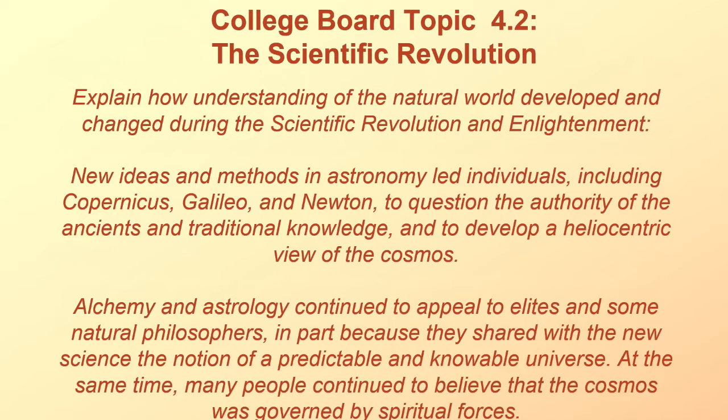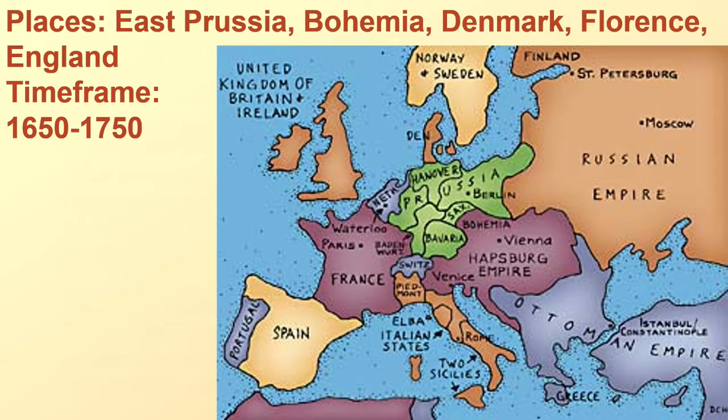Alchemy and astrology continued to appeal to elites and some natural philosophers. That's a scientist, by the way. In part because they shared with the new science the notion of a predictable and knowable universe. At the same time, many people continued to believe that the cosmos was governed by spiritual forces. Places still very much the same, especially East Prussia, Bohemia, Denmark, Florence, and England.